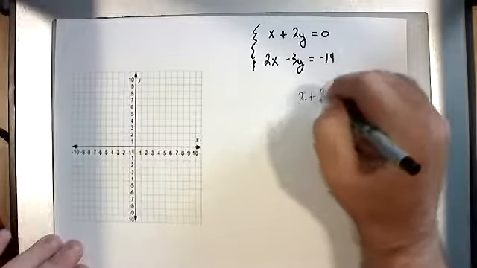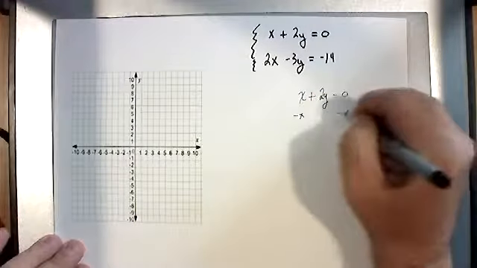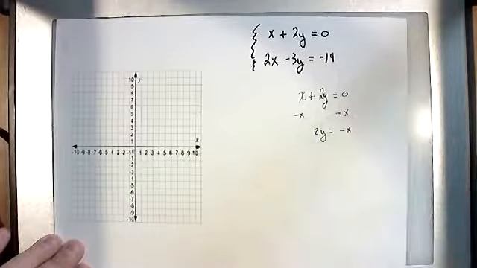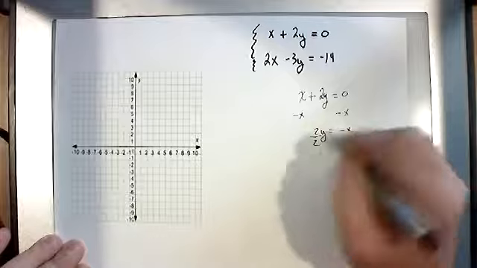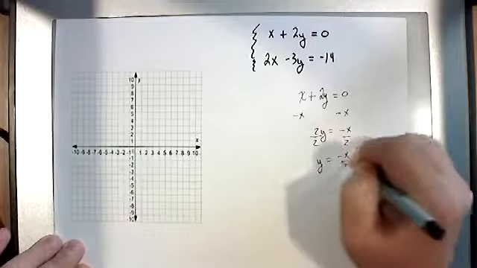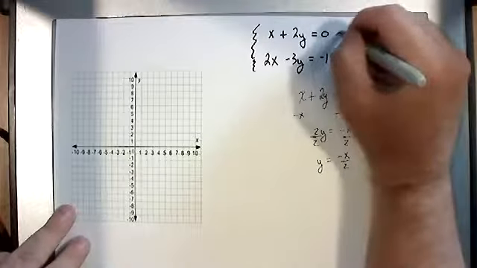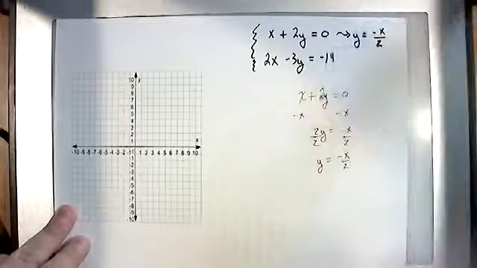We have x plus 2y equals 0. So I'd subtract x from both sides, right? And that would give me 2y equals -x. Divide by 2, and y equals negative x over 2. So that's what our first one turned into when we wrote it out as y equals mx plus b, y equals negative x over 2.